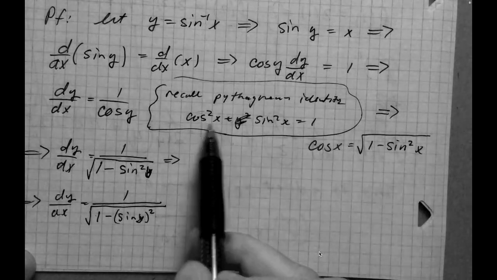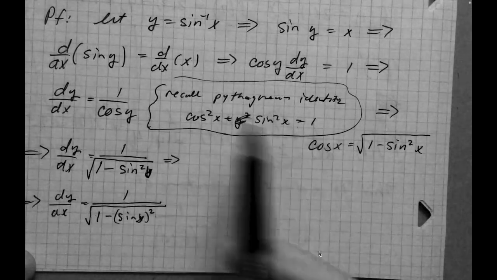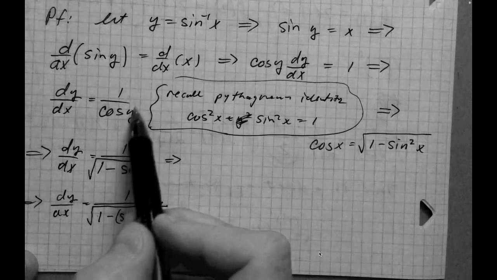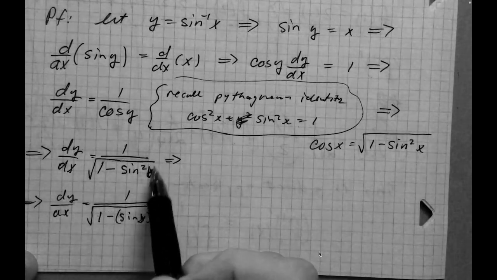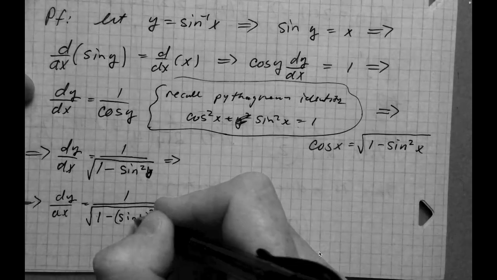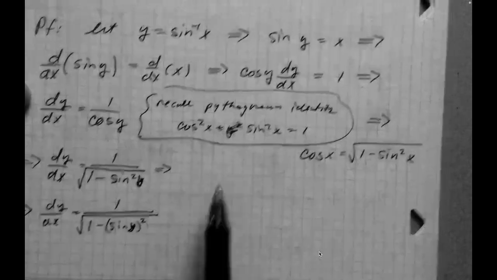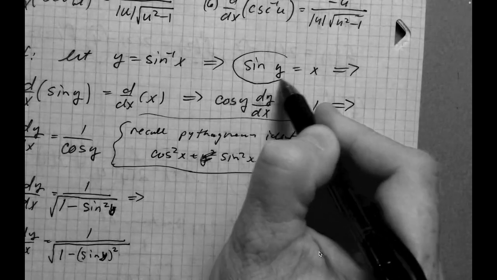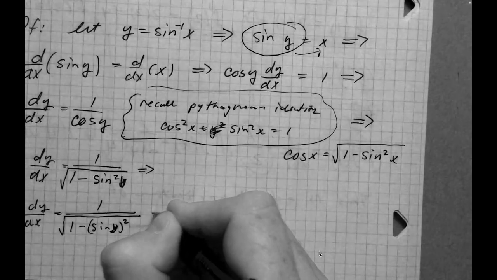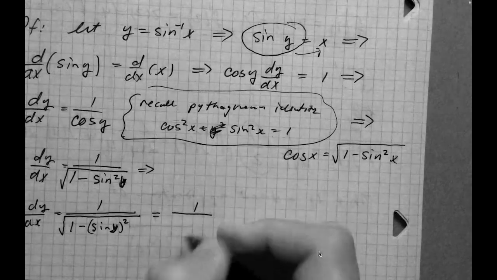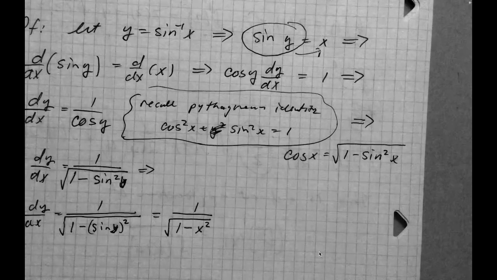I was using x up here just because that's how I wrote this. But here this is cosine of y. So cosine of y is equal to square root of 1 minus sine squared of y, not x. So it was this typo. This should be a y. Now sine of y, we have that up here. Notice this. So sine of y in this expression is the same as x. And so this is just 1 over the square root of 1 minus x squared.